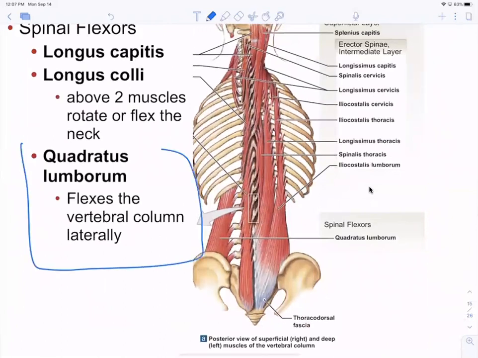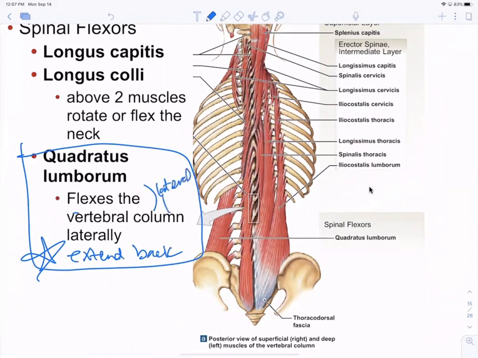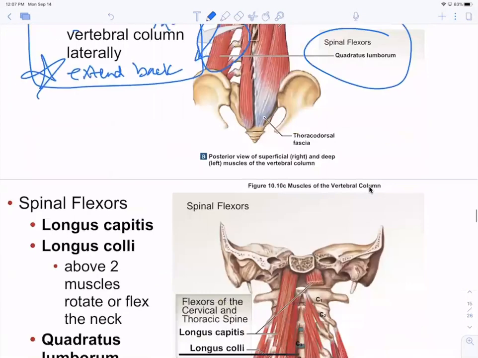Again, quadratus lumborum, in addition to extending the back, also flexes laterally. So lateral flexion. So this right here kind of can flex, pull your spine that way. So that's the quadratus lumborum.